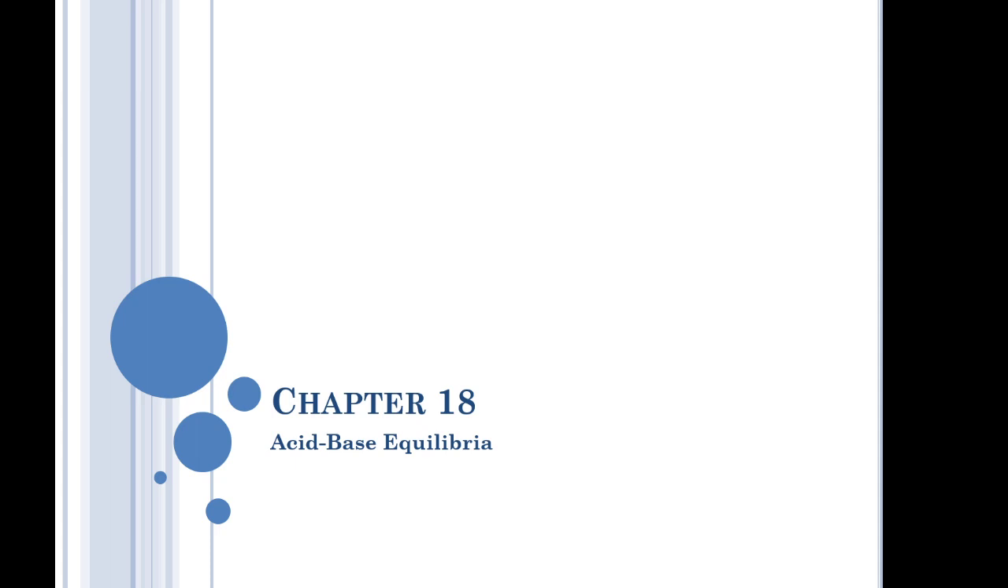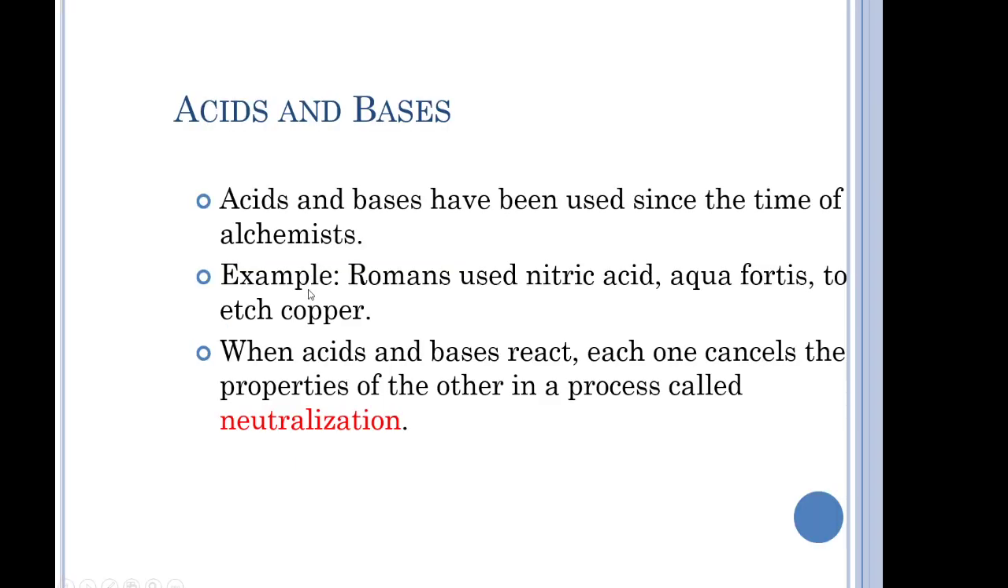We're looking at chapter 18, acid-base equilibria. Before we even start talking about equilibria of acids and bases, we should do a review of acids and bases. We kind of talked about acids and bases in Gen Chem 1 in aqueous solutions, but we'll review what we talked about there, looking at the differences in acids and bases, looking at how to name acids, and so on.